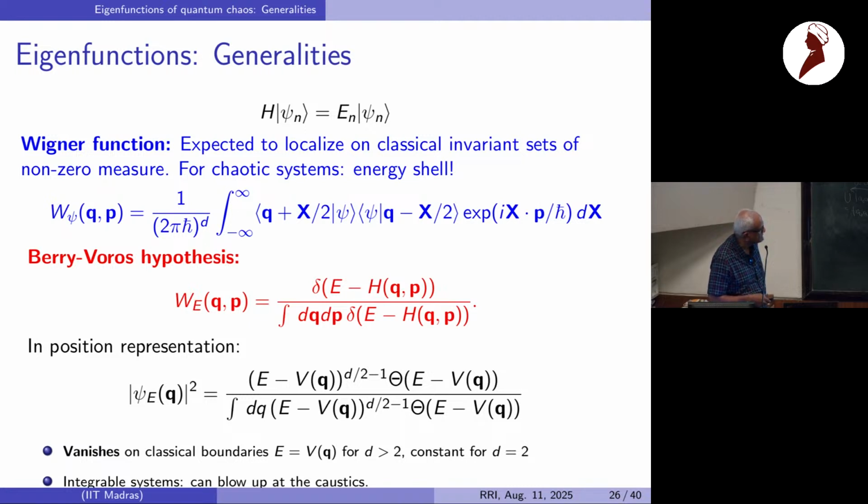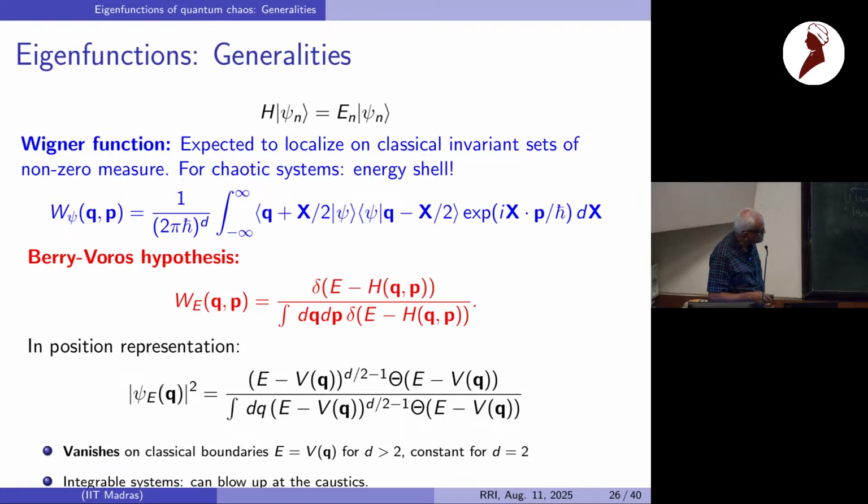So you see, if D is 1, in 1 degree of freedom, this actually blows up at the turning points when the energy is equal to V. This is what we call turning points in a potential, when the total energy is equal to the potential energy. And we know that for a harmonic oscillator in 1D, for instance, all these eigenstates have a peak at the turning points. They look like this.